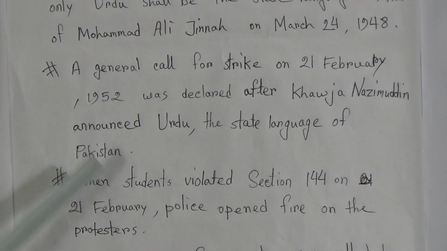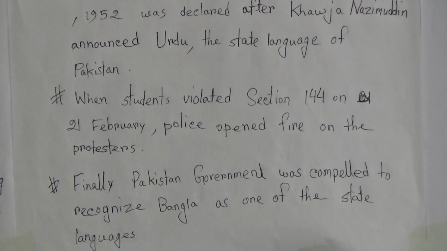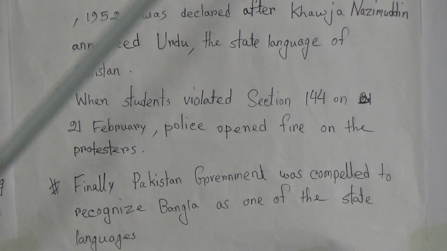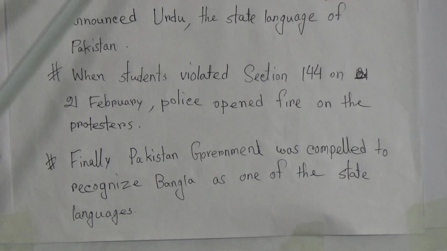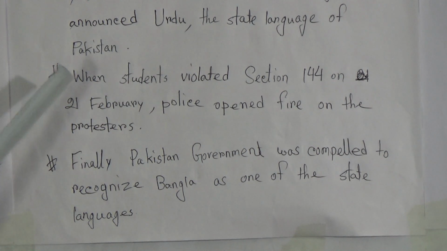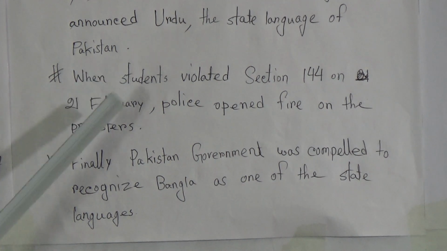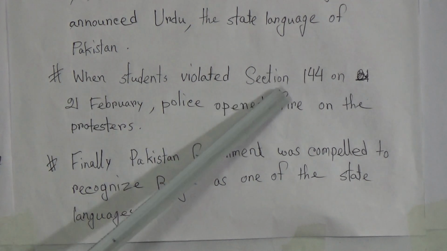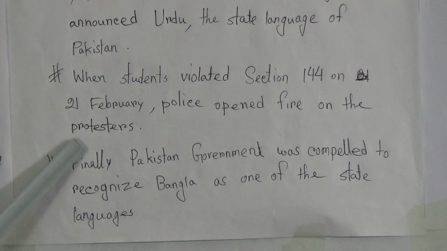Okay, so finally on 21st February there was a plan for a strike, but when students gathered and observed the strike, at one point the Pakistani army opened fire on the students. Okay, when there was a violation of section 144, police opened fire on the protesters.